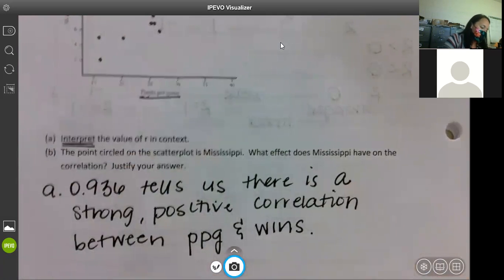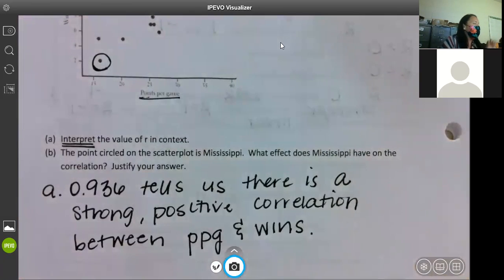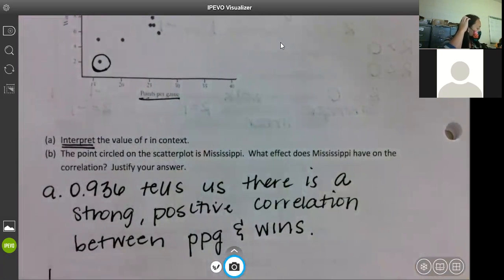You can't see the point that's circled. It's talking about this one. You can lightly see the circle, but it's real hard to see. Okay, but it's this one. So the point on the scatter plot that's circled is Mississippi. What effect does Mississippi have on the correlation? Justify your answer. Why?